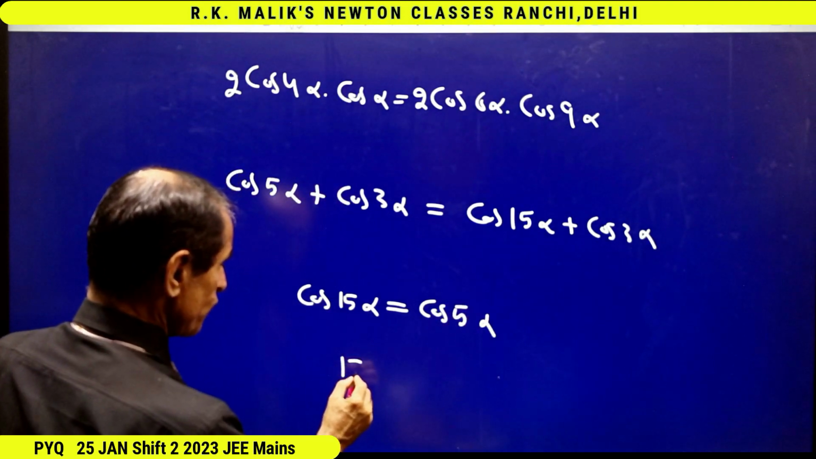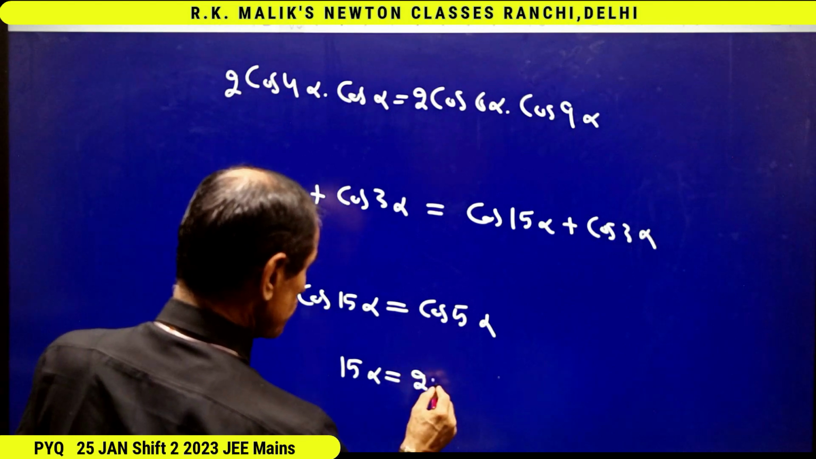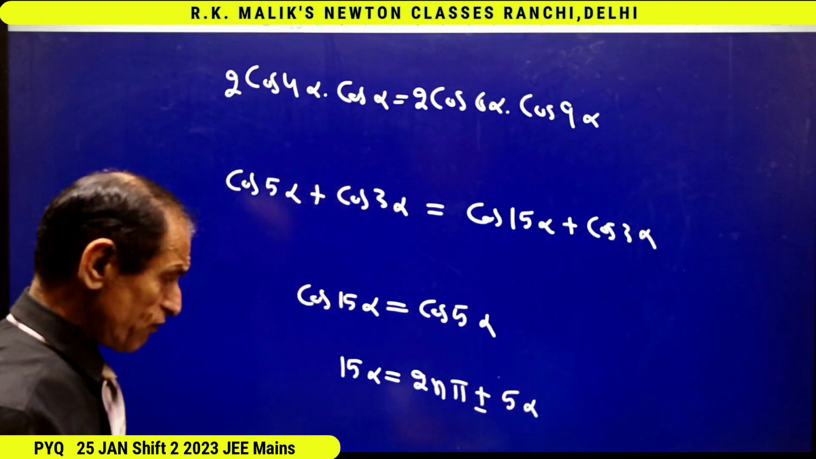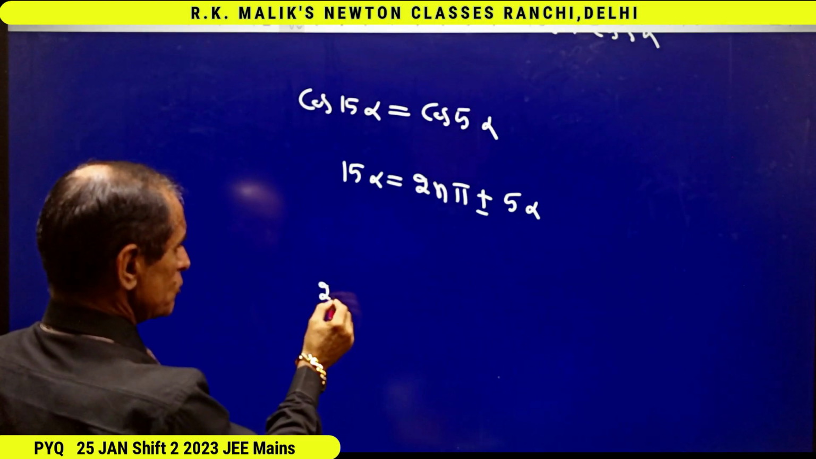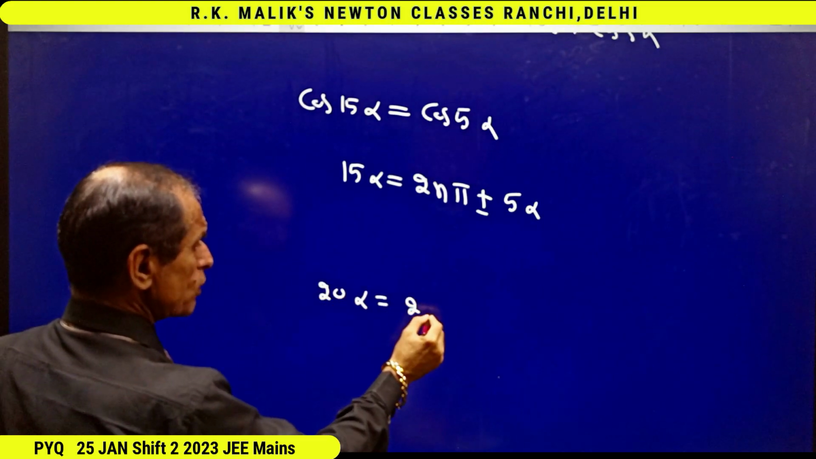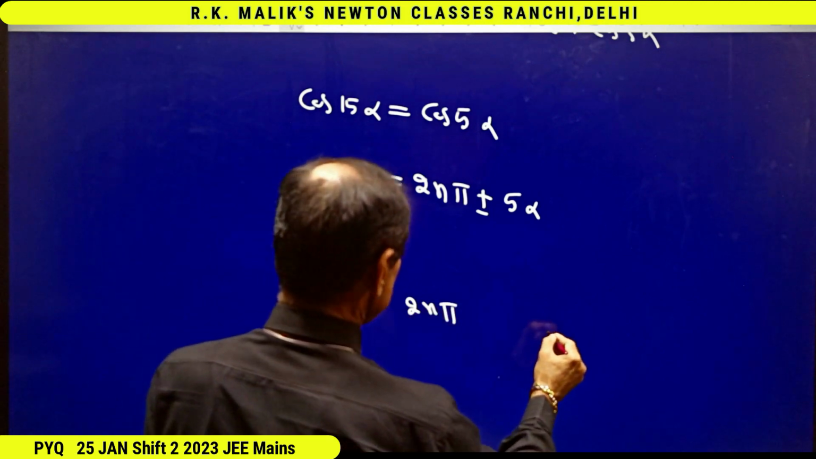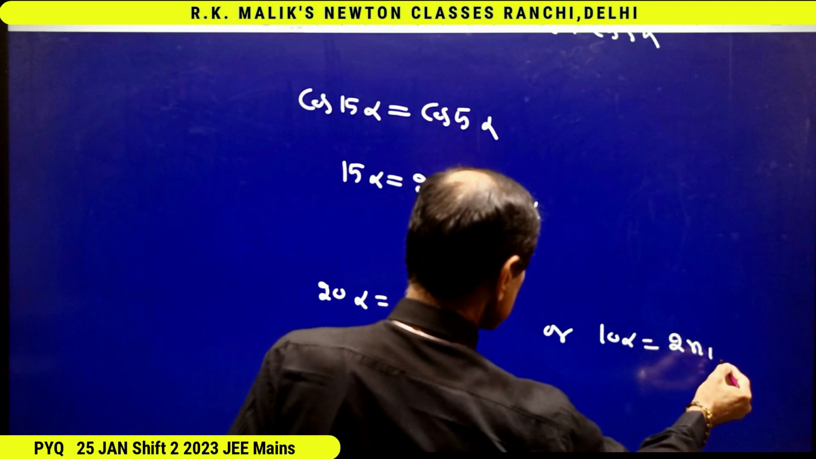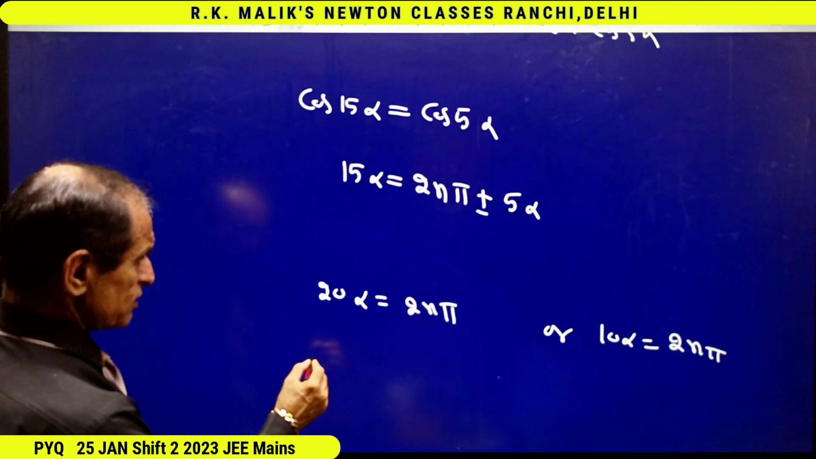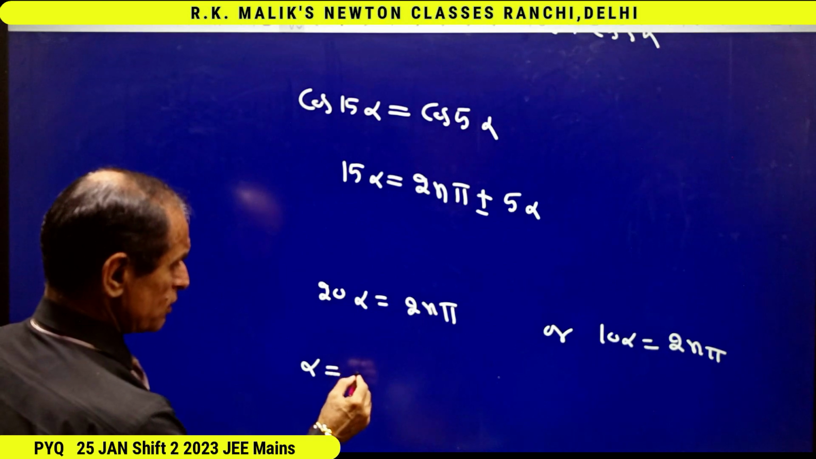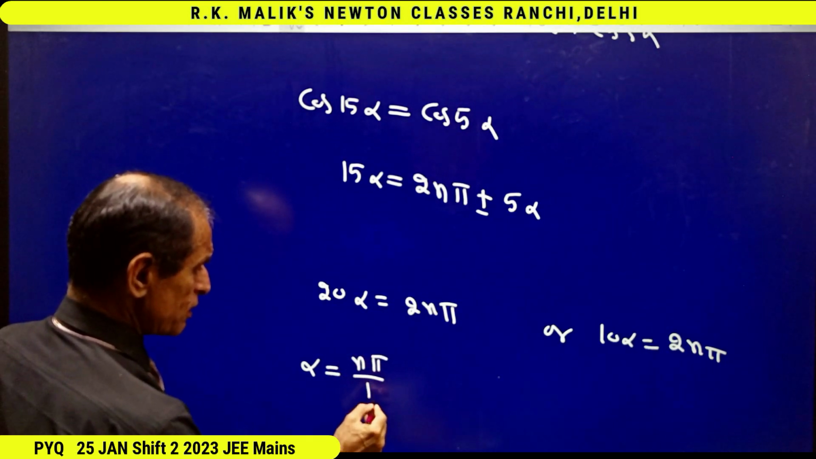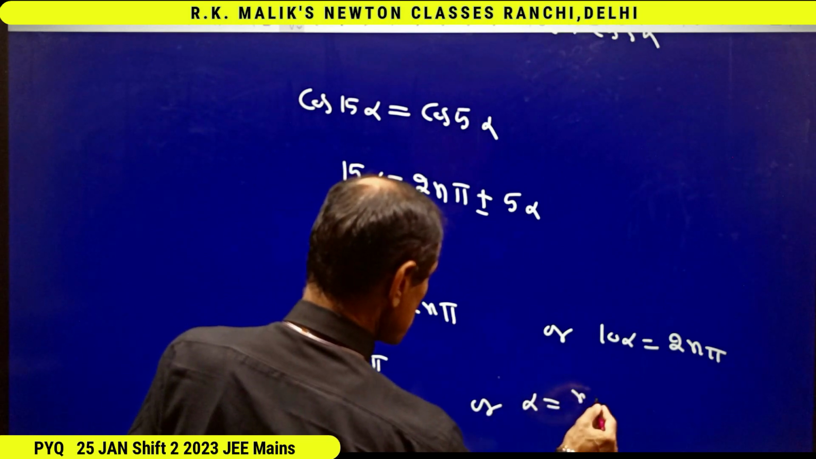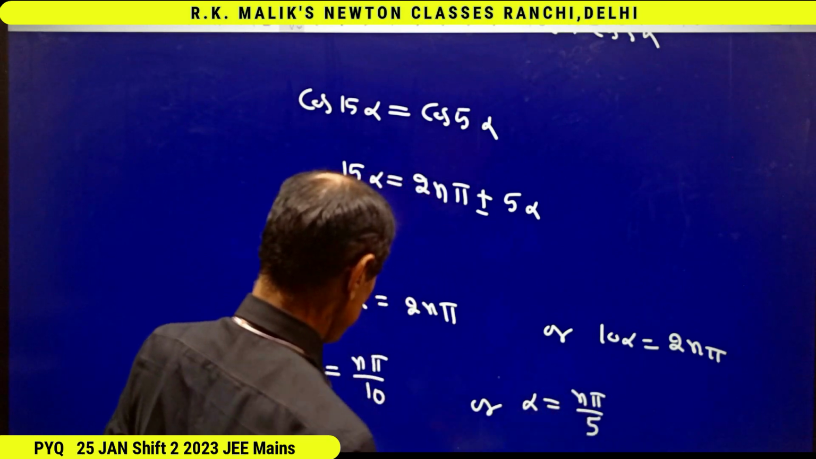That is, 15 alpha equal to 2n pi plus minus 5 alpha. That is, 20 alpha equal to 2n pi, or 10 alpha equal to 2n pi. That is, alpha equal to n pi by 10 or alpha equal to n pi by 5.